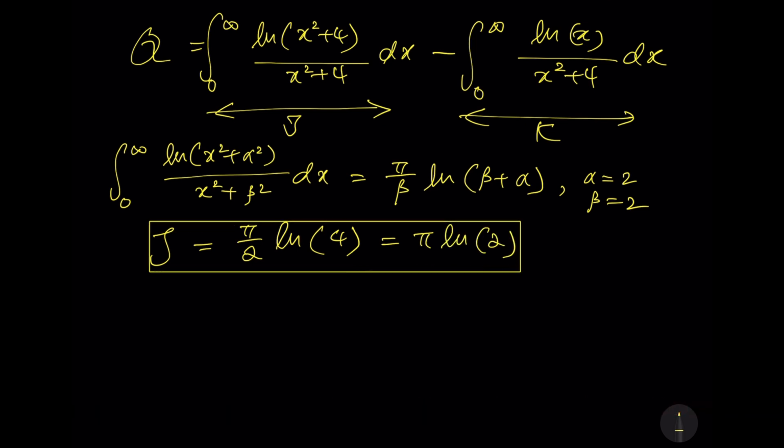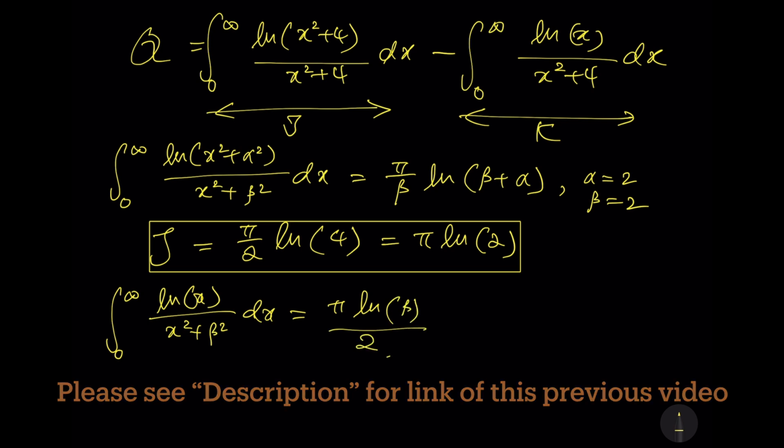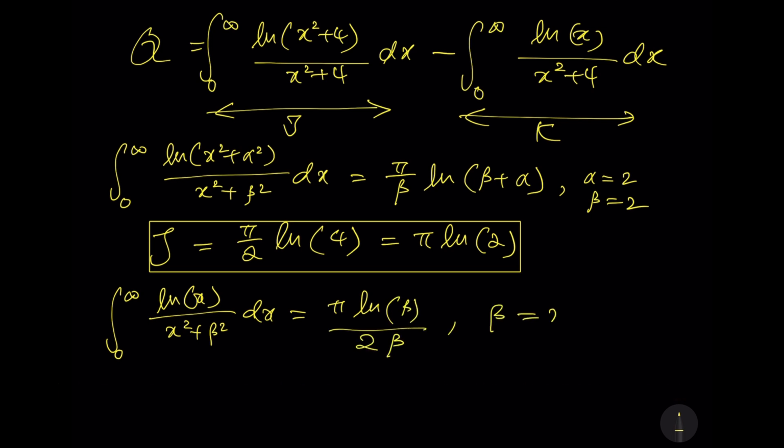Meanwhile, in my other previous video 3-4 weeks ago, we know that the integral from 0 to infinity of natural log x divided by (x squared plus beta squared) dx is equal to pi multiplied by natural log beta divided by 2 beta. In our case, beta equals 2. Therefore, K equals pi multiplied by natural log 2 divided by 4.